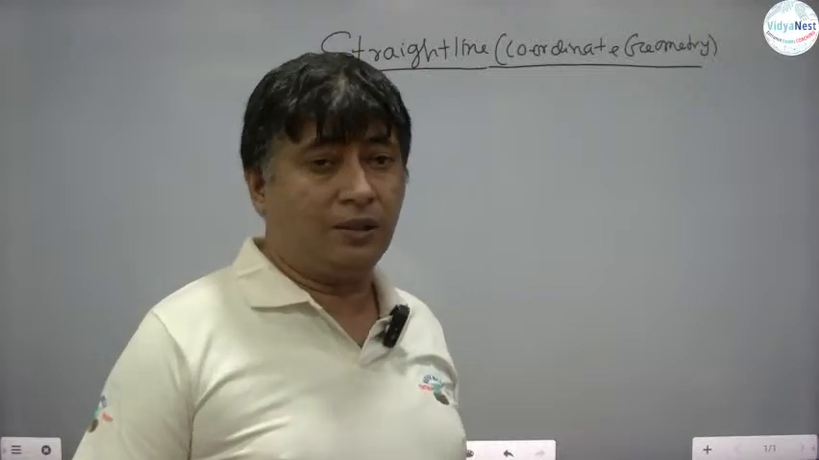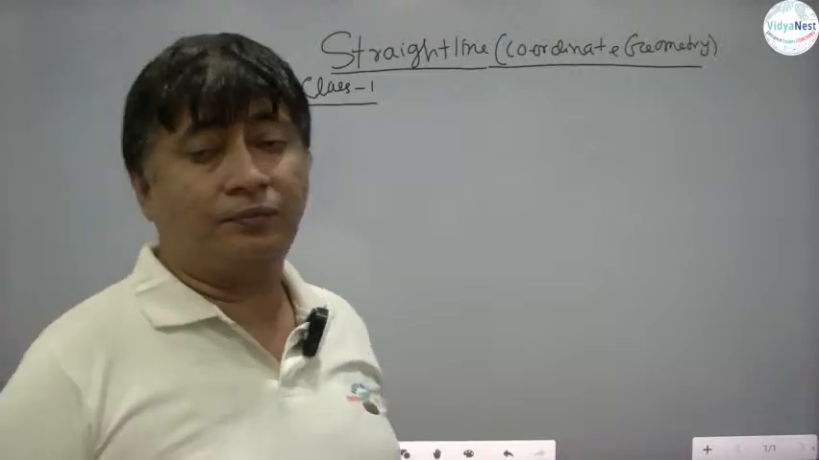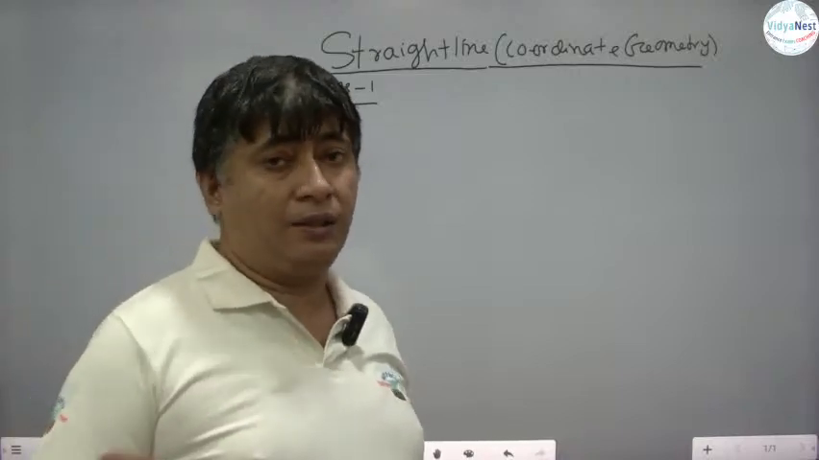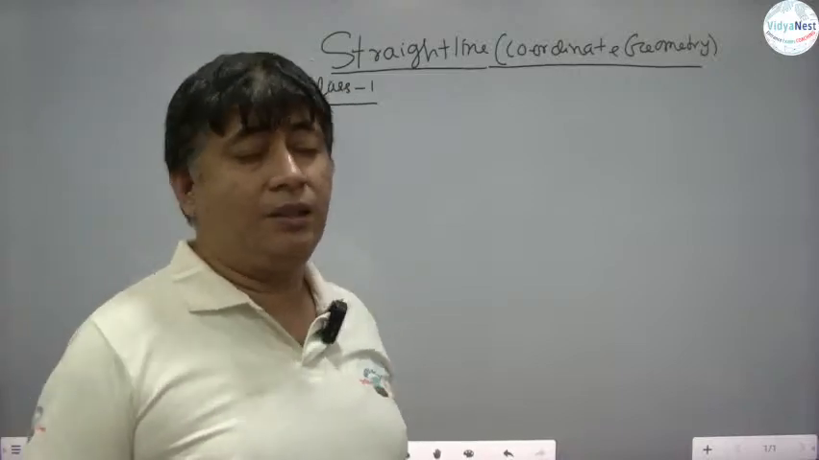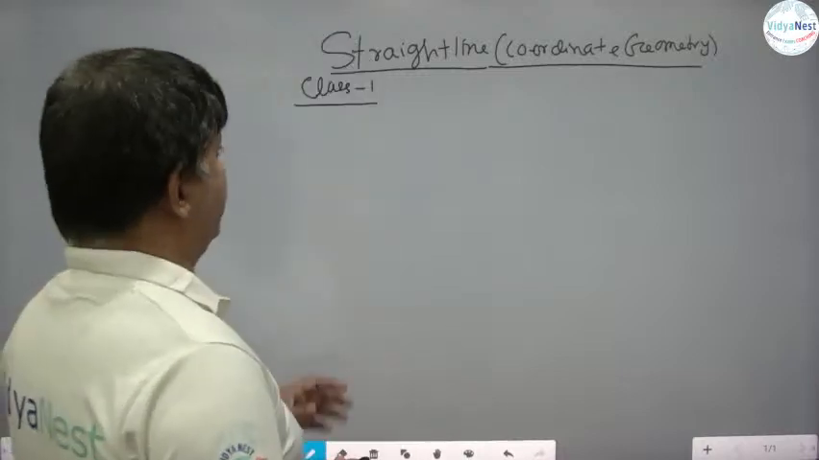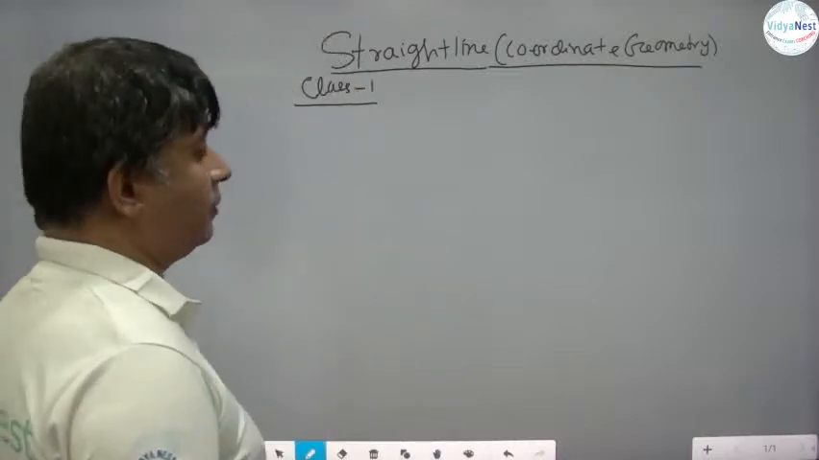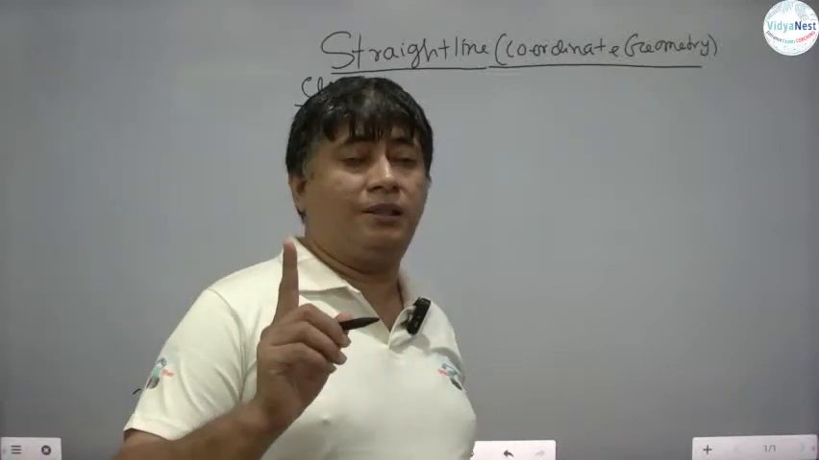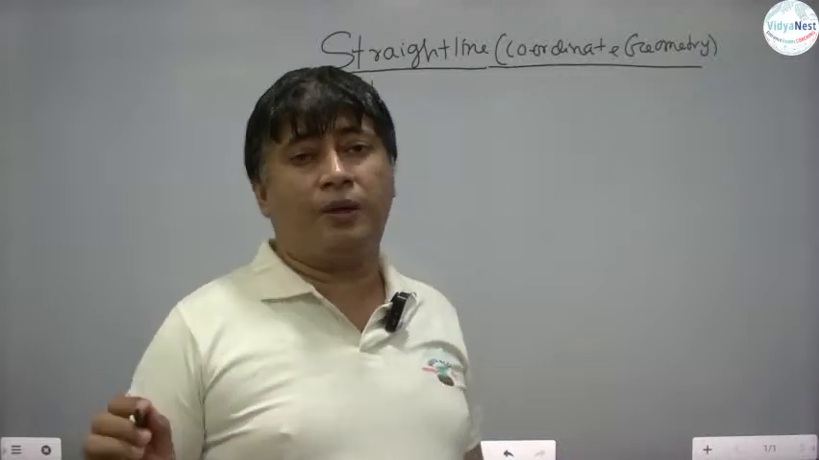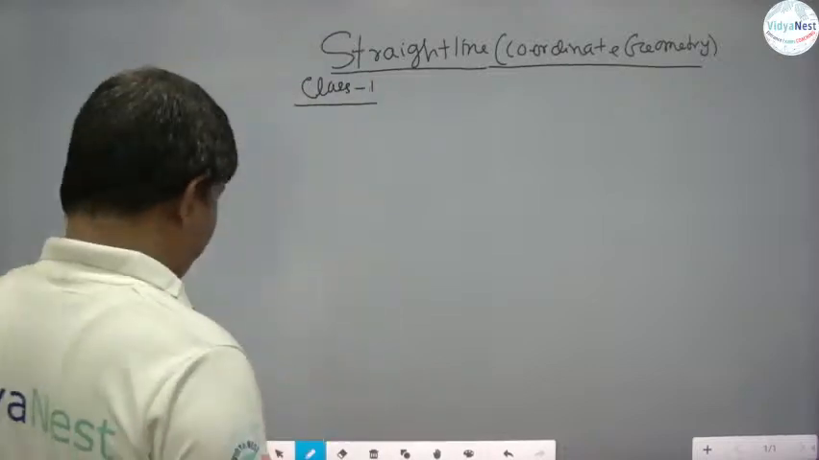The chapter is much wider. Let us discuss the importance of the chapter and important theorems and sums based on board and JEE. Straight line. First of all, we know joining two points is giving us a straight line.